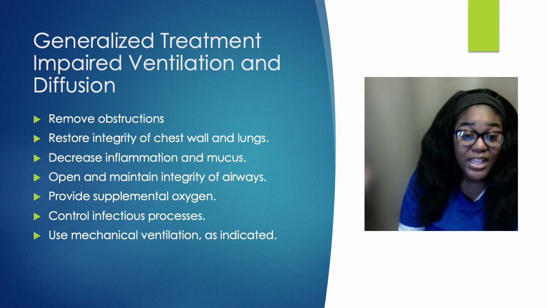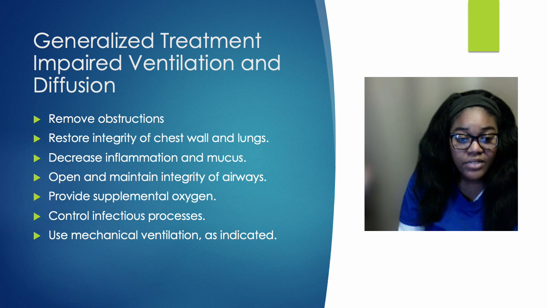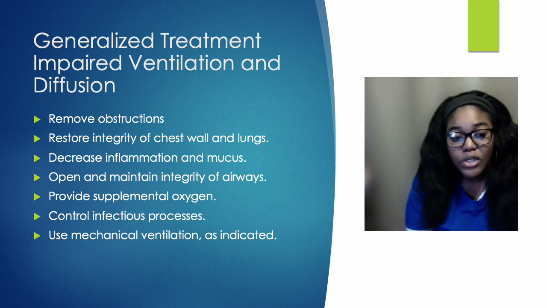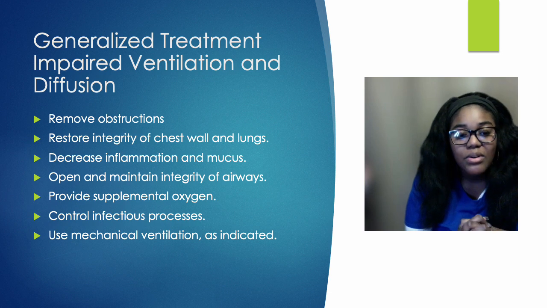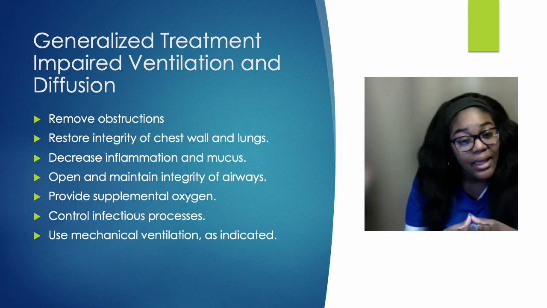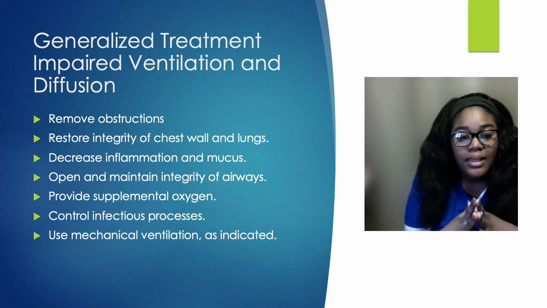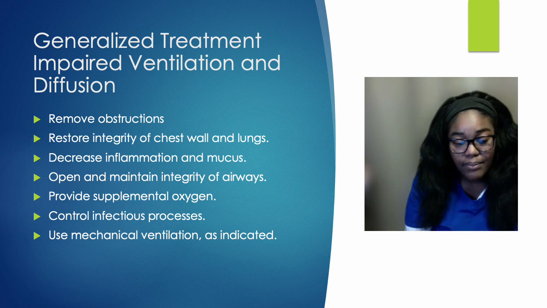And here are generalized treatments for impaired ventilation and diffusion. So if there's an obstruction, you want to remove it. You want to restore the integrity of the lungs and the chest wall. You want to decrease inflammation or mucus if that's what's causing the obstructions. You want to open and maintain the integrity of the airway. You want to provide supplemental oxygen, and you want to control those infectious processes that are impairing ventilation, breathing in and breathing out.